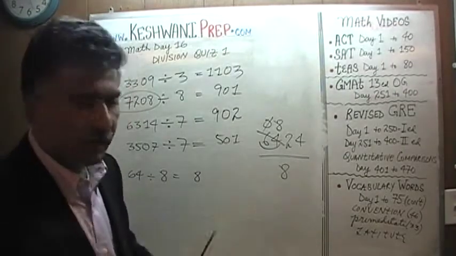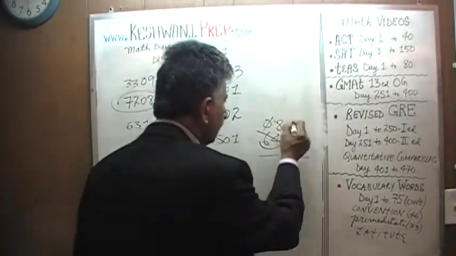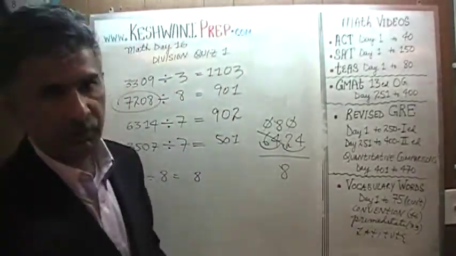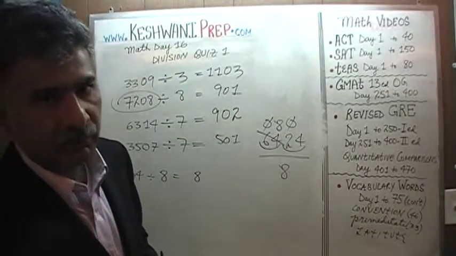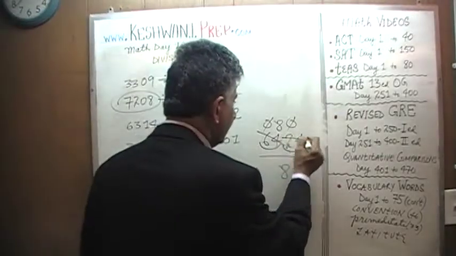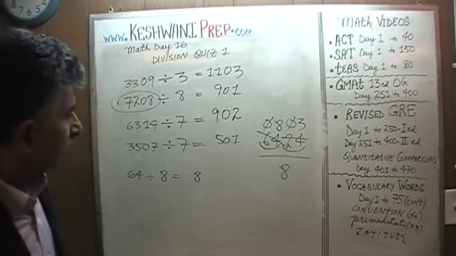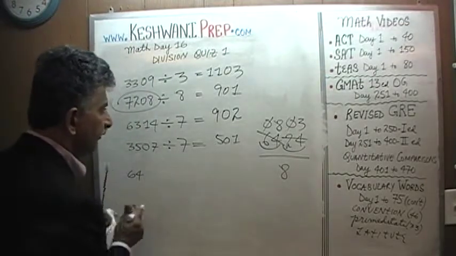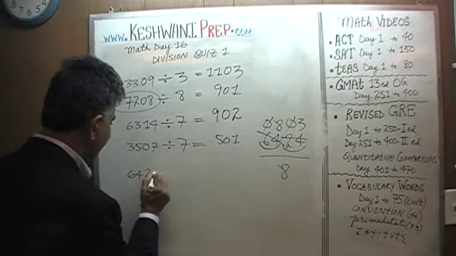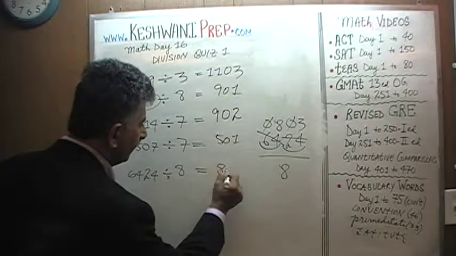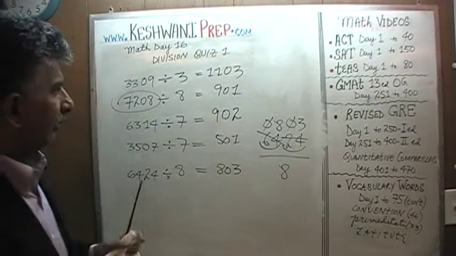How many 8s does 2 have? 2 has no 8. That 2 will have to go and join the 4 to become 24. How many 8s does 24 have? 24 has 3 8s. Looks like the answer is 803. 6,424 divided by 8 is 803.